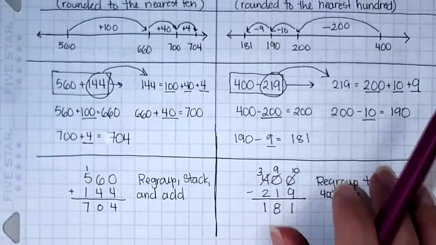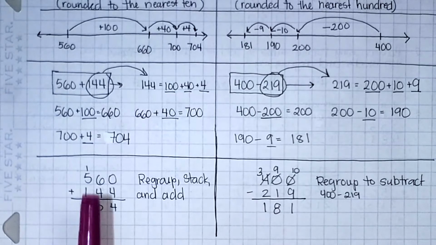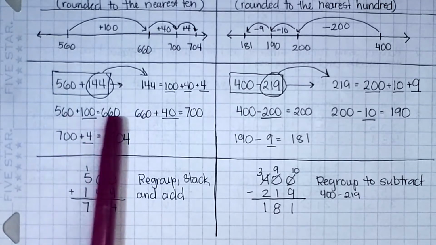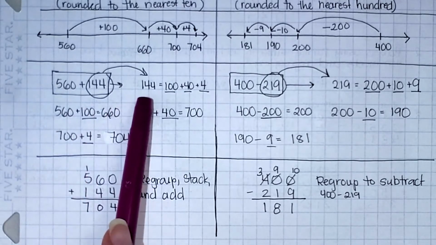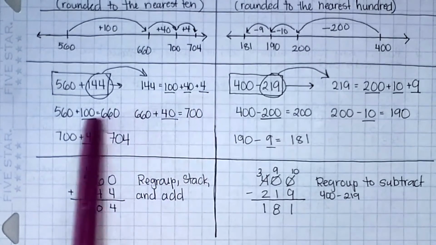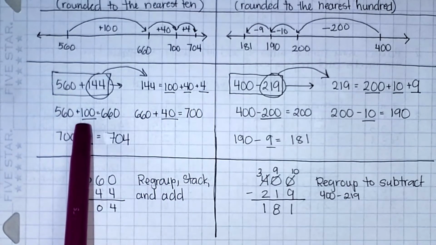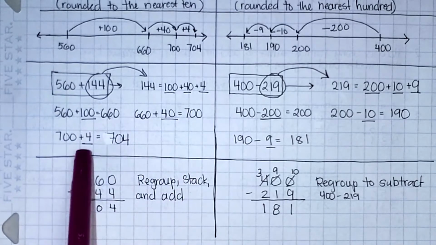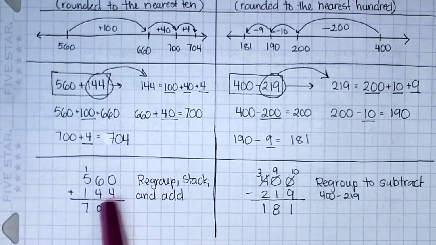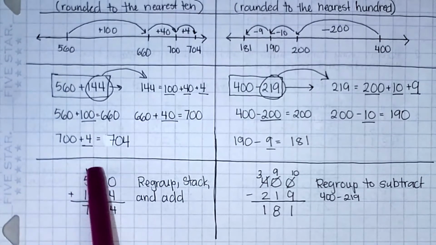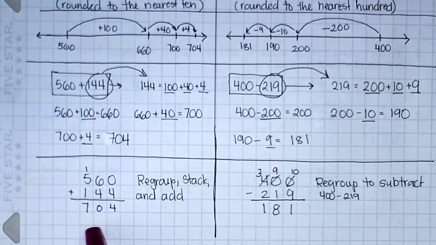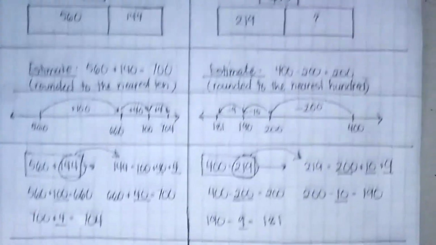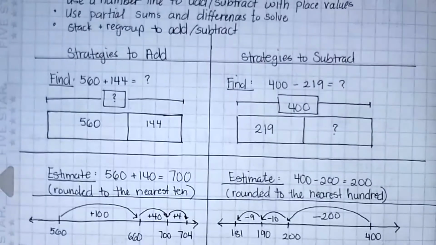Now we also have using partial sums. 560 plus 144, I broke it apart into 100 and 40 and 4. 560 plus 100 was 660. 660 plus 40 gave me 700. 700 plus 4 gave me 704. Or I could stack and regroup. 0 and 4 is 4. 6 plus 4 is 10. So I put my 0 here and I carry my 1. 1 plus 5 plus 1 gave me 7. Now I did the same thing here using subtraction.